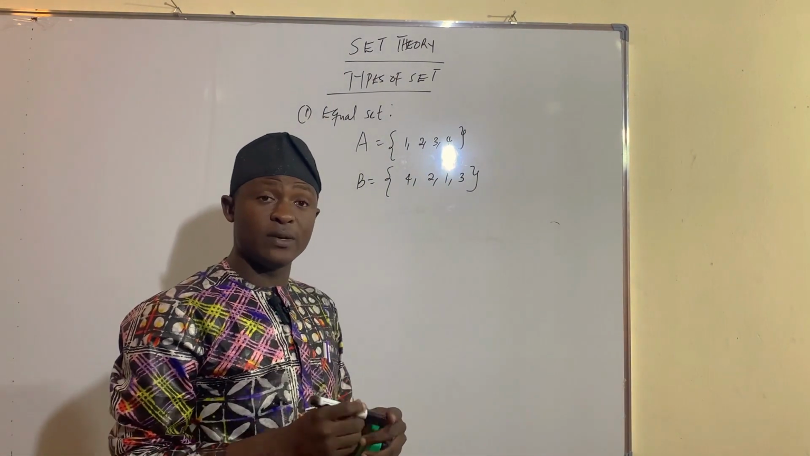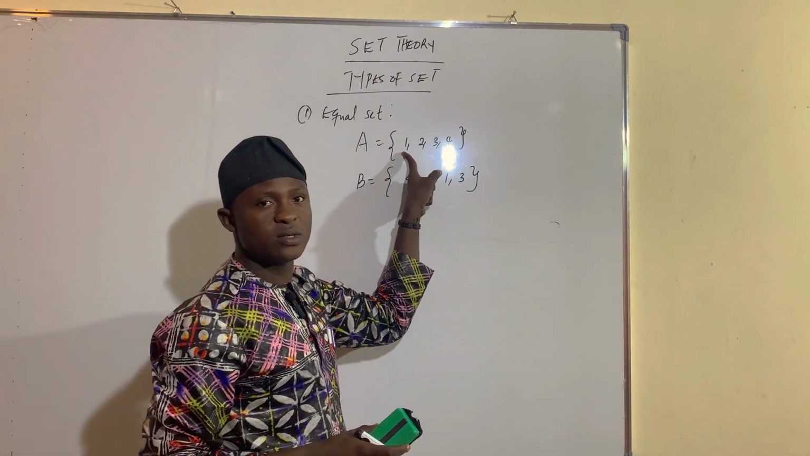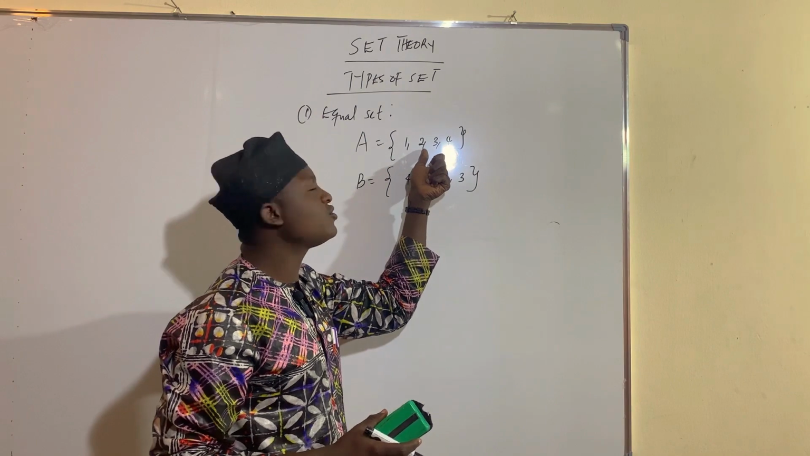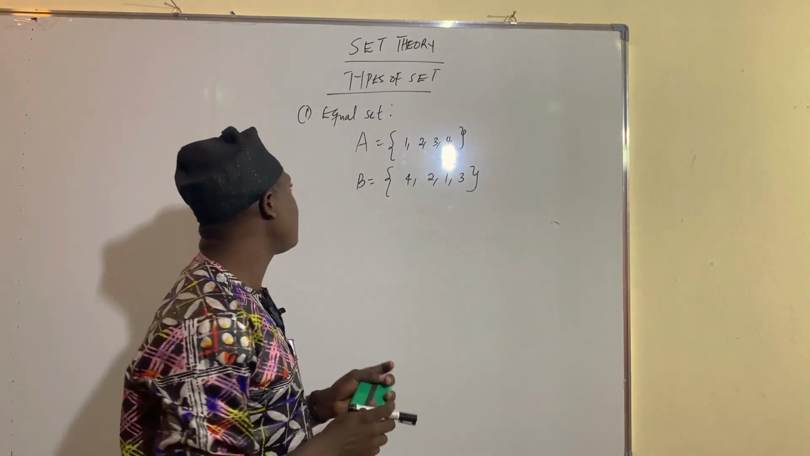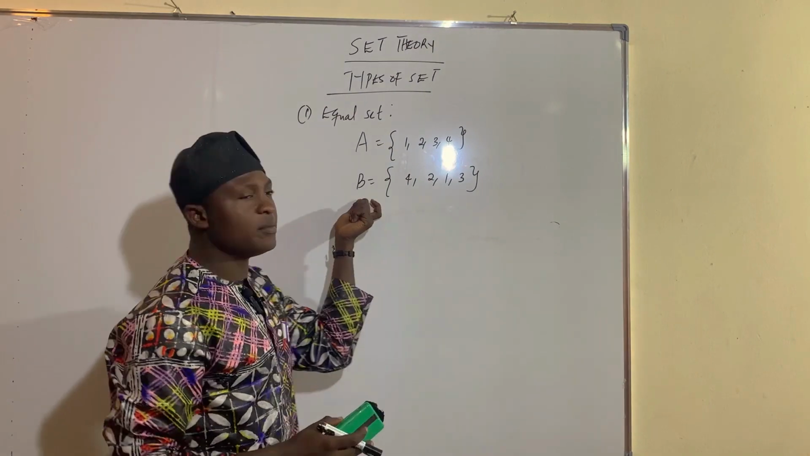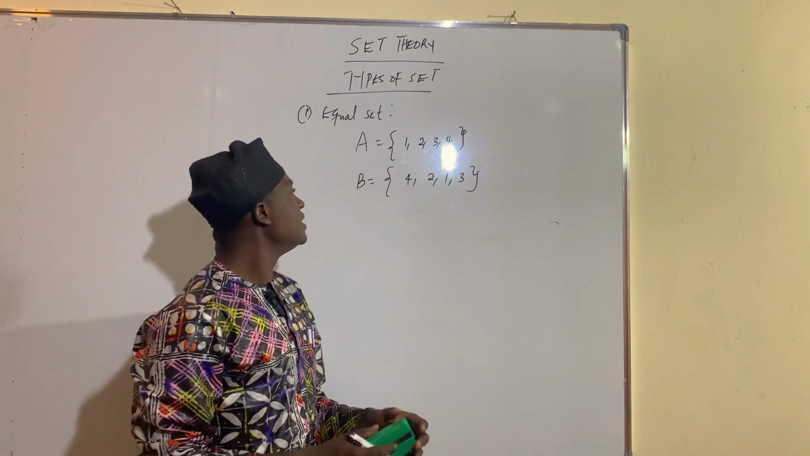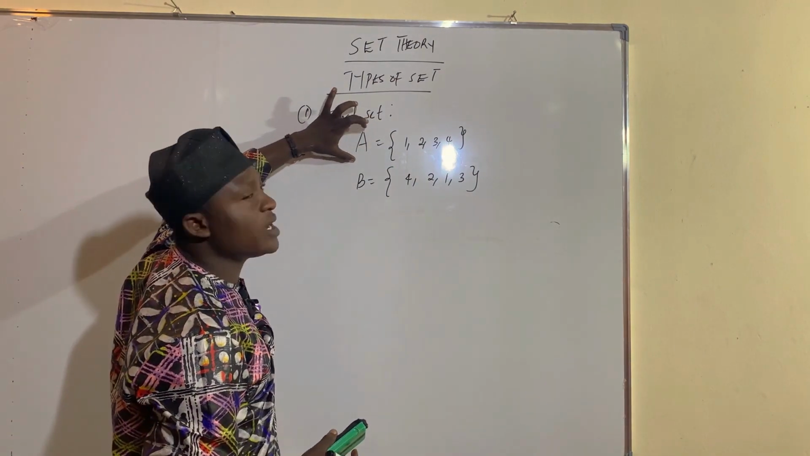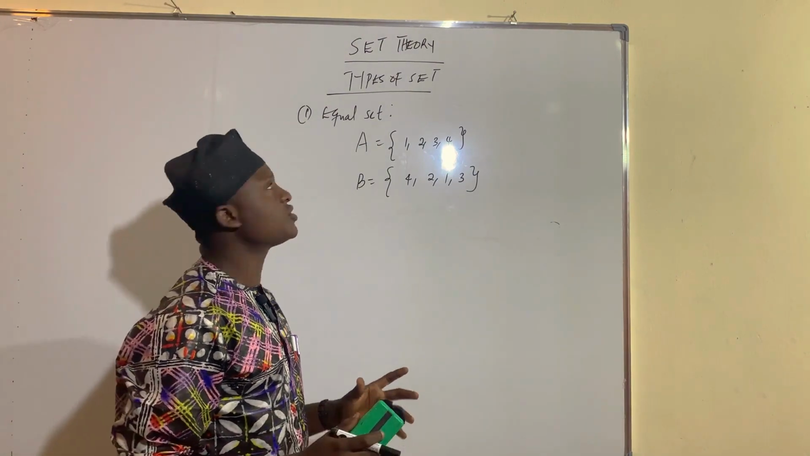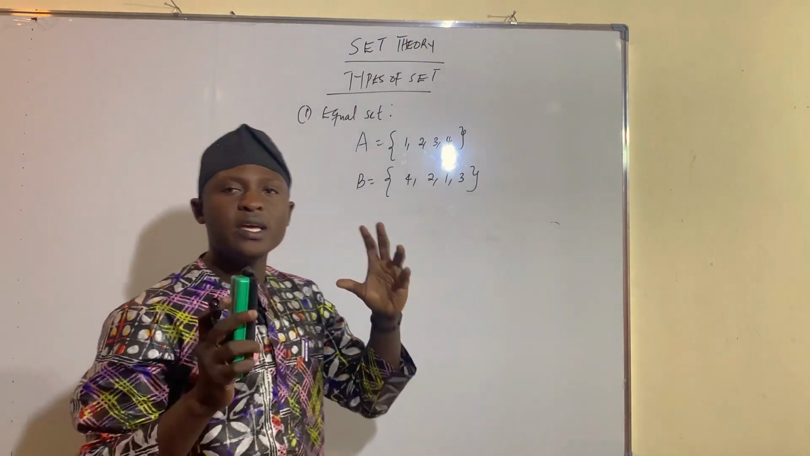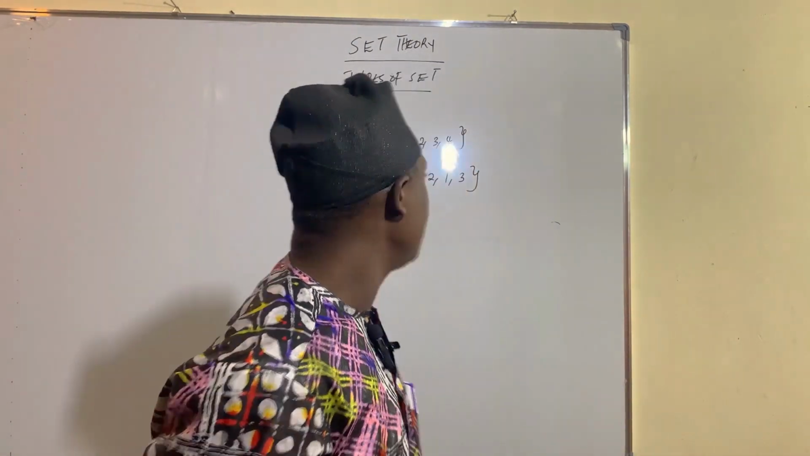Clearly, if I look at these numbers, I can see that under A, we have 1, which is an element of A. We have 2 as well. At the same time, we have 3, and we have 4. Now if you look at B, B has 4, 2, 1, and 3. So clearly, you can see that all the elements that we have in A are equal to all the elements that we have inside B as well. So this type of set is called an equal set. Two sets are said to be equal if they have the same elements.